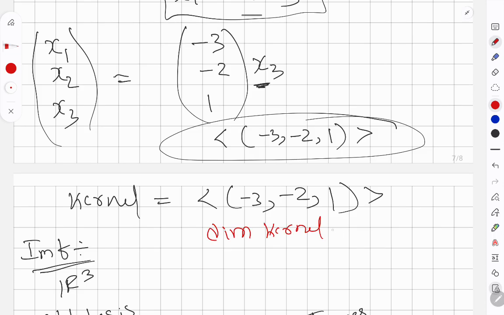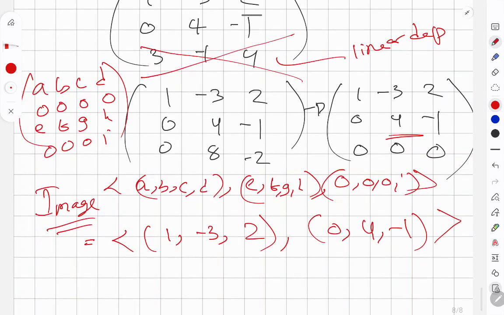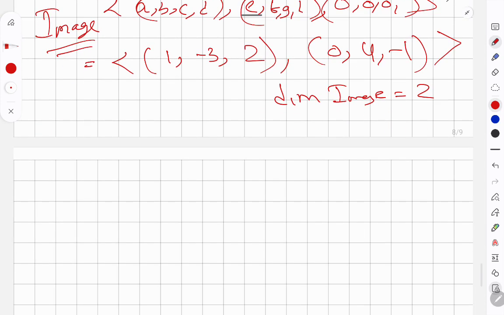Number of elements over here. Number of elements. Yes, 1. And what is the dimension of the image? 2. Exactly. And in which R space are we working? It's R3, right?